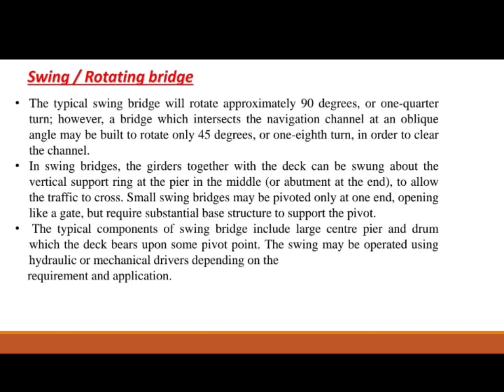Swing or rotating bridge. The typical swing bridge will rotate approximately 90 degrees or a quarter turn. However, a bridge which intersects the navigation channel at an oblique angle may be built to rotate only 45 degrees or an eighth turn in order to clear the channel. In swing bridges, the girders together with the deck can be swung about the vertical supporting ring at the pier in the middle or abutment at the end to allow the traffic to cross.